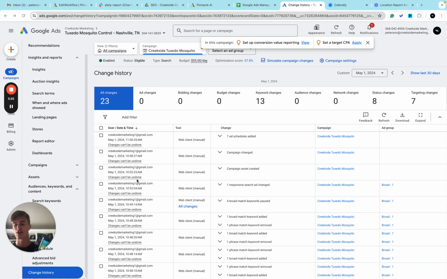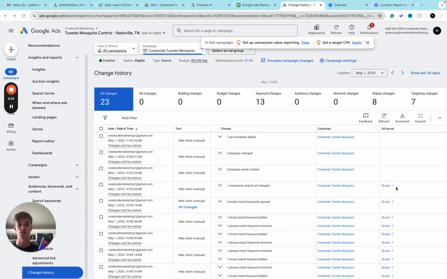Obviously, it says changes can't be undone. That basically means you can't just click the undo button. You need to actually go back into the campaign, and it shows the campaign where the issue was, and it shows if it's an issue by ad group. It can show what ad group the issue was in, or what ad group the change was in, and then you can go back in and manually make all these changes.